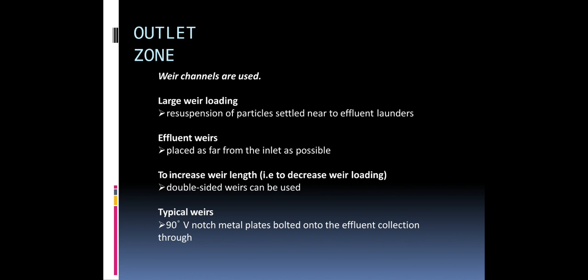Large weir loading means some suspensions of particles settled near the effluent launders. The effluent weirs are placed as far from the inlet as possible. To increase weir length, double-sided weirs can be used. Typical weirs are 90-degree V-notch metal plates bolted on the effluent collection trough.